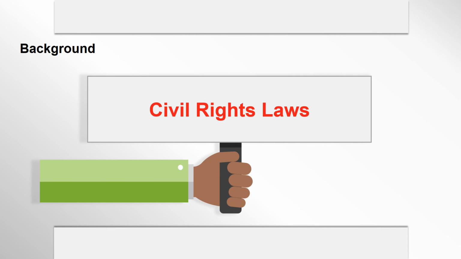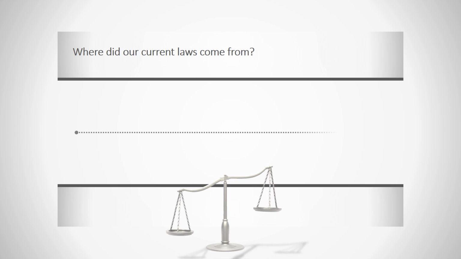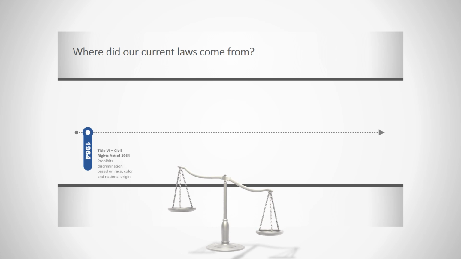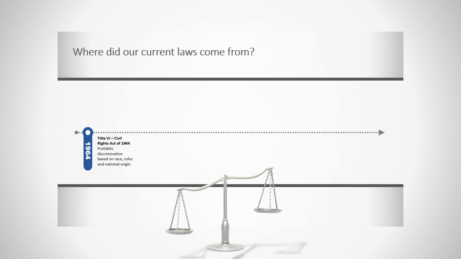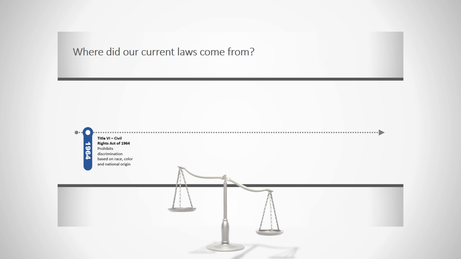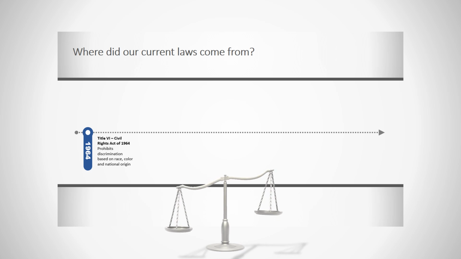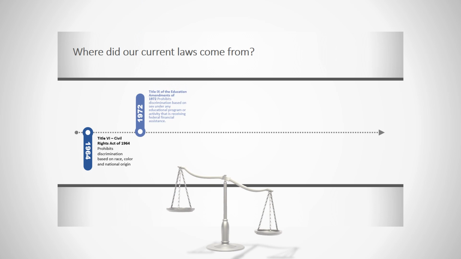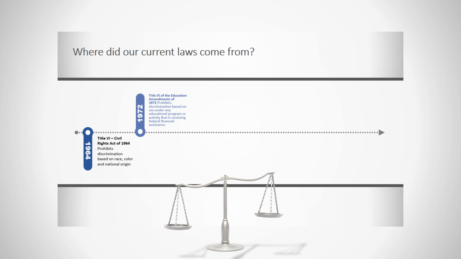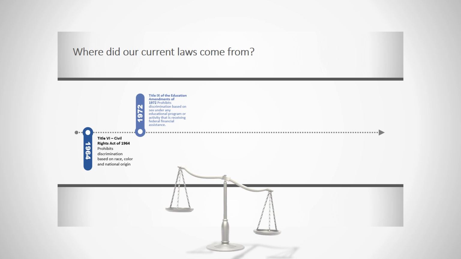To clearly understand civil rights, we have to take a close look at civil rights laws. Where did our current laws come from? In 1964, Title VI of the Civil Rights Act of 1964 prohibits discrimination based on race, color, and national origin. In 1972, Title IX of the Education Amendments of 1972 prohibits discrimination based on sex under any educational program or activity that's receiving federal financial assistance.